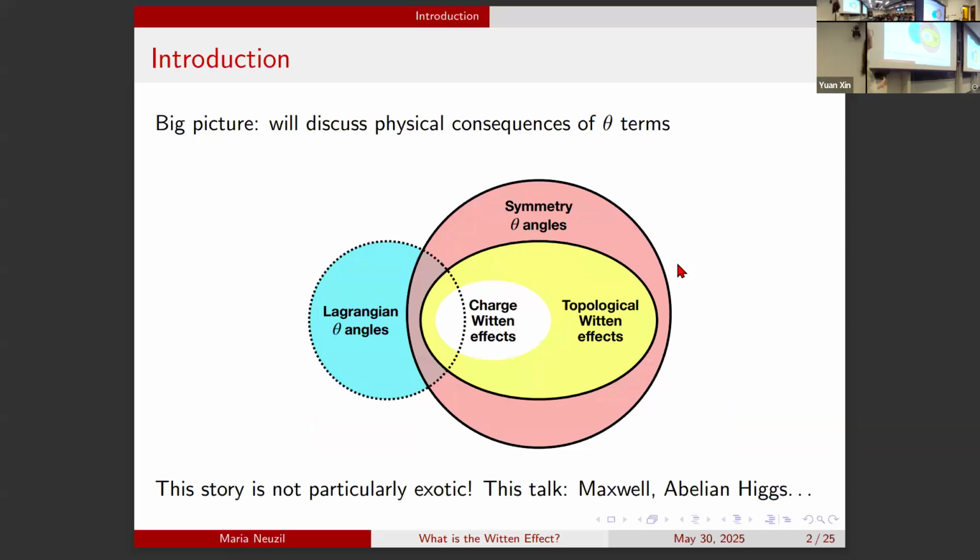Okay, so the big picture is that I'm going to be talking about physical consequences of theta terms. This is going to include both these fancy abstract new symmetry theta angles that Alexei was talking about, but also just regular old Lagrangian theta terms. And for this talk, I will be mostly in totally familiar territory talking about Maxwell theory.